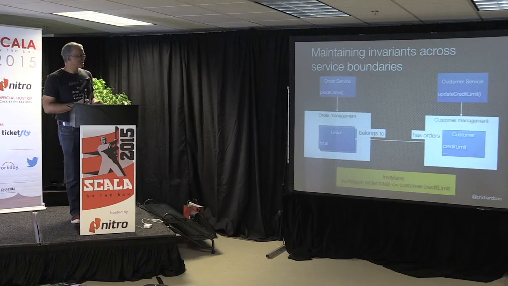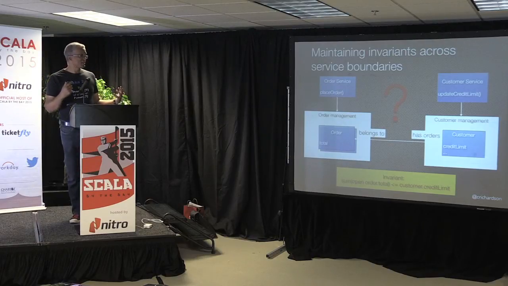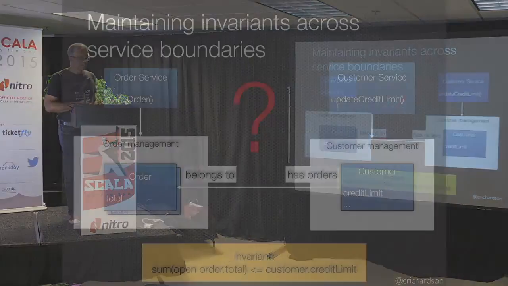But then you go and break it up into microservices where you have order management, customer management. How on earth do you enforce that invariant in this architecture, right? We can't use two-phase commit. That's just sort of totally out of fashion these days.